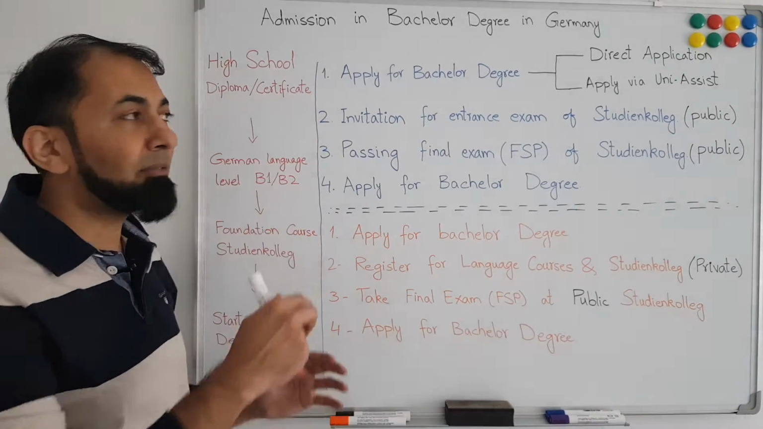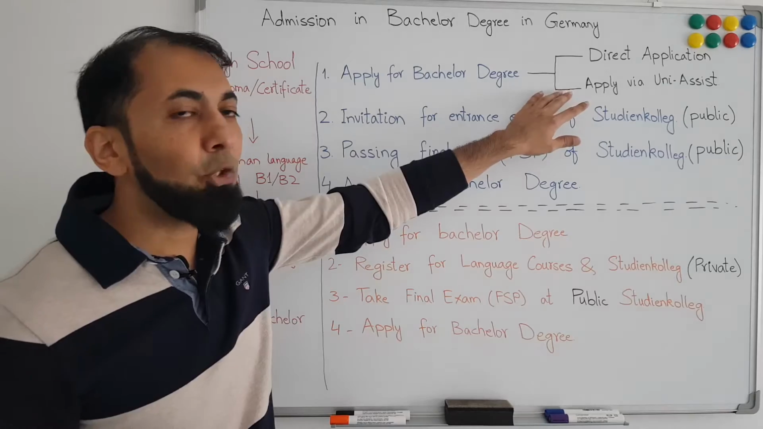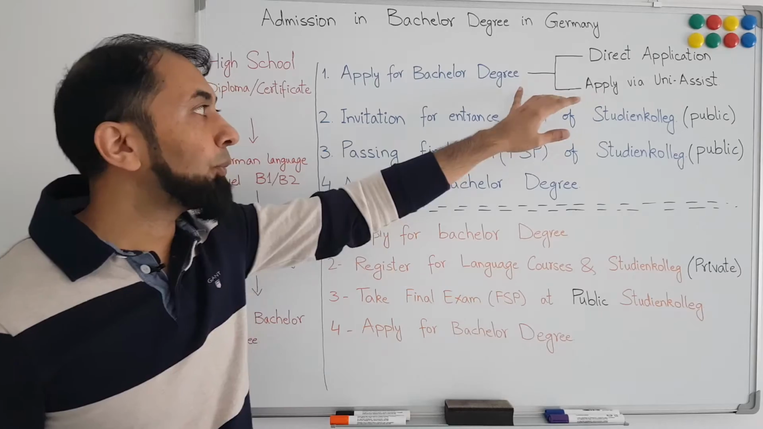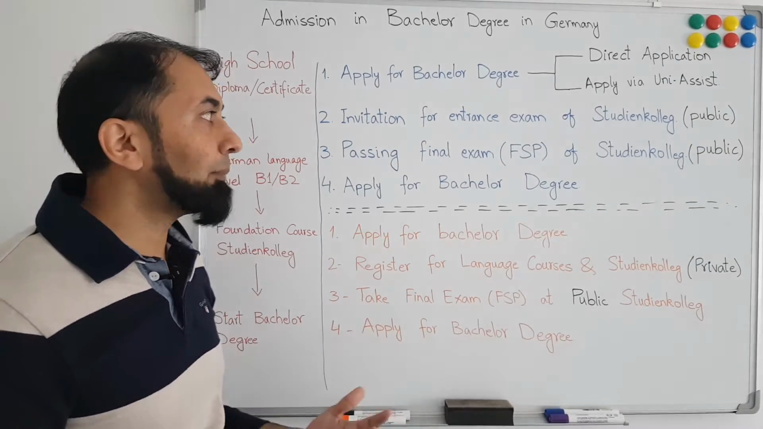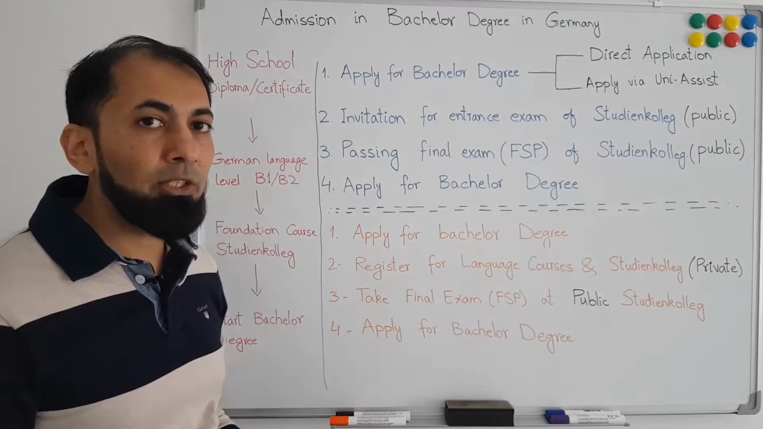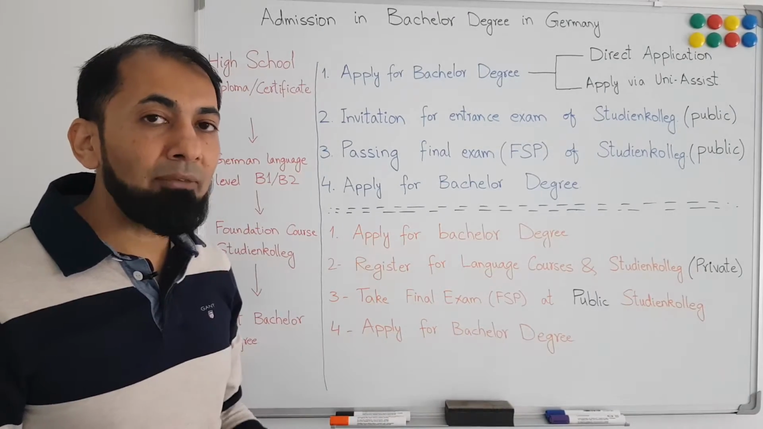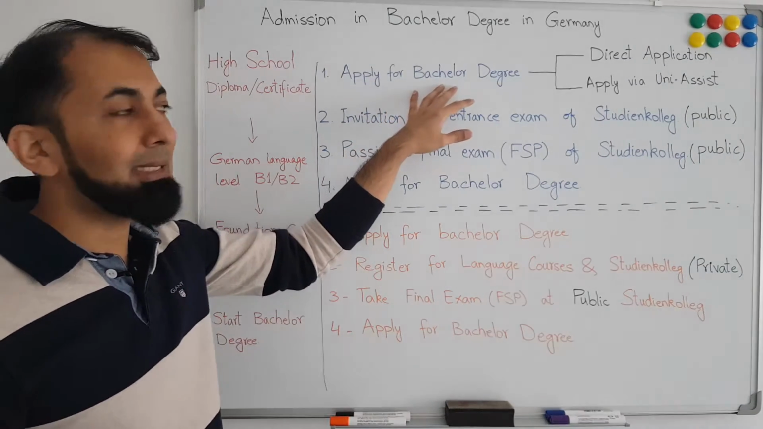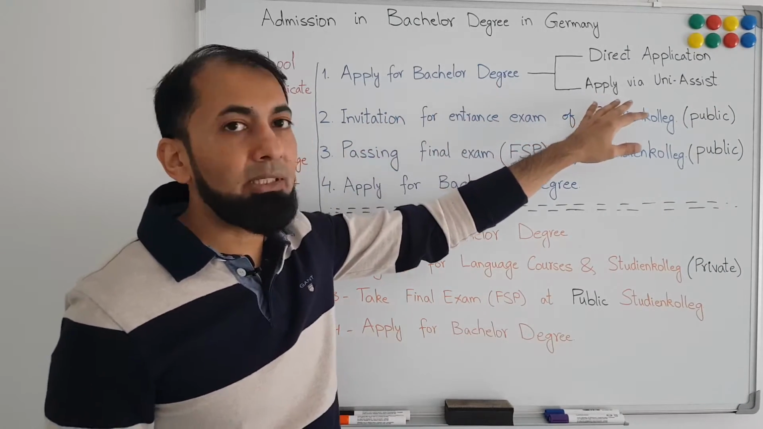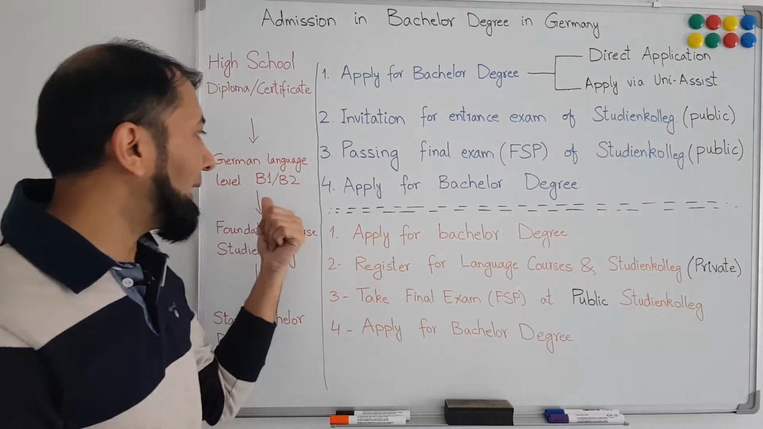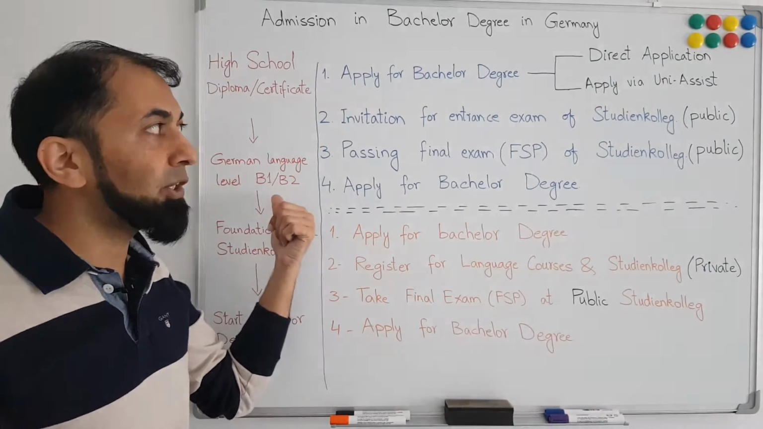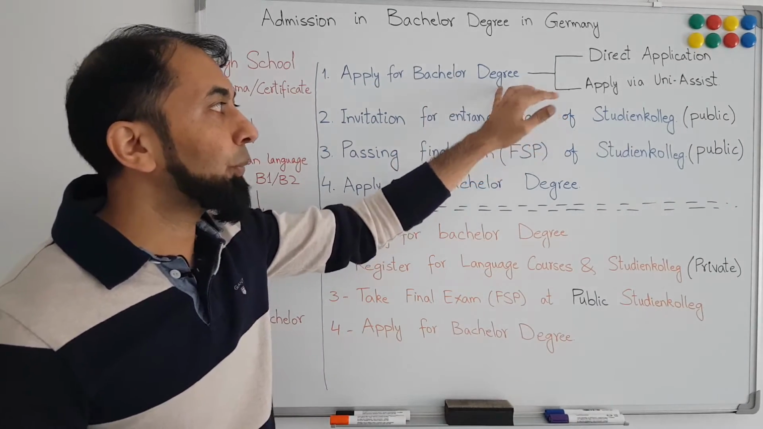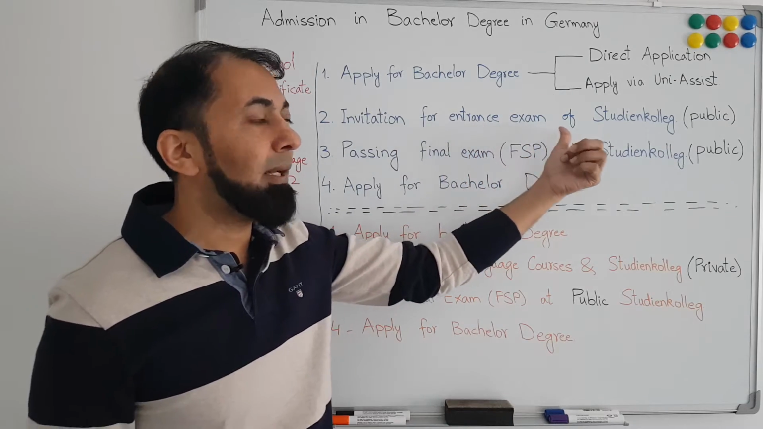Now if at the time of application you have already learned B1 or B2 level of German language and you have enclosed this document in your application, whatever the application process you are following here, you will be given an invitation to take part in the entrance exam of the foundation course or Studienkolleg. And if you haven't learned B1 or B2 level of German language at this stage, then your application will be rejected and you will be asked to complete at least B1 or B2 level of German language in your home country, and apply again for a bachelor degree so that you can be given an invitation to the entrance exam of the foundation course.